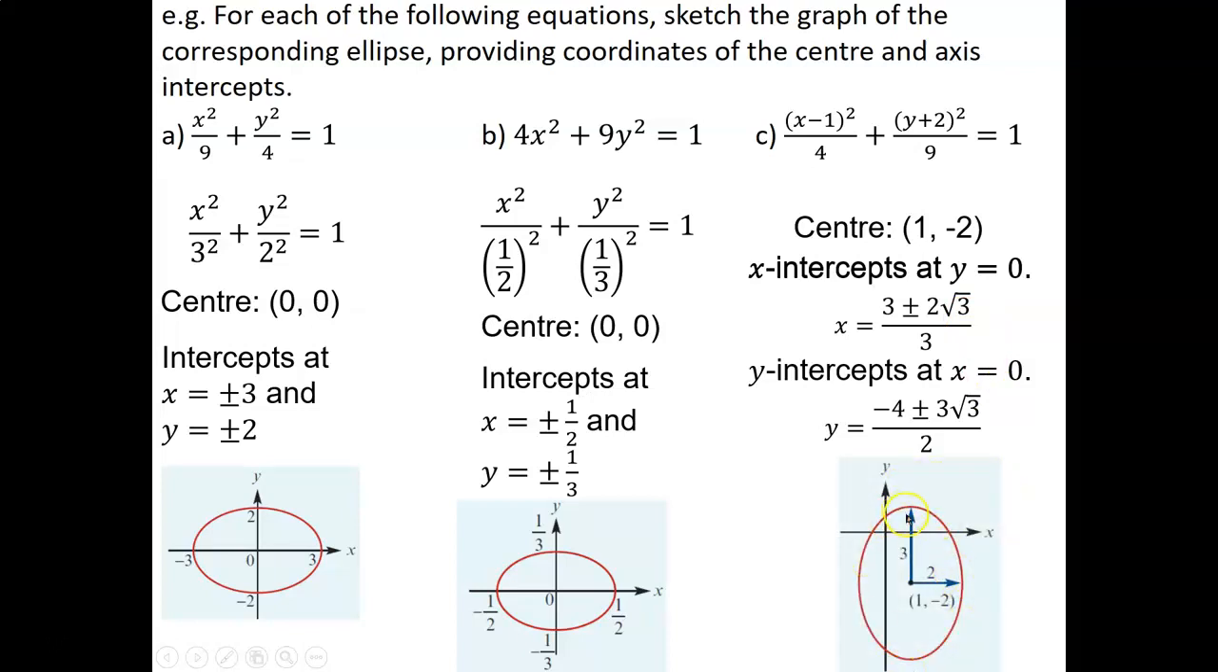Now to sketch these, we know that our width is 2 in either direction. We know that our height is 3 in either direction. And because I know where my centre is, I can work out how much it crosses the x and y axes by. And then I can calculate these just to fill in the proper coordinates.